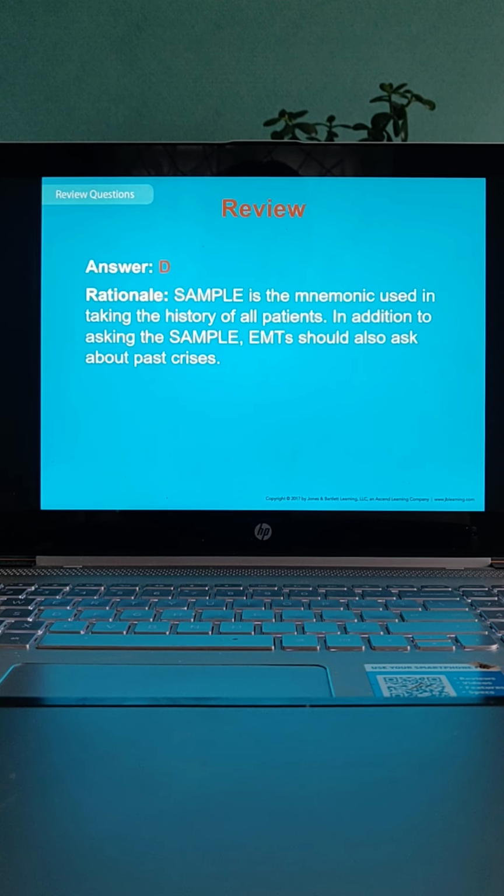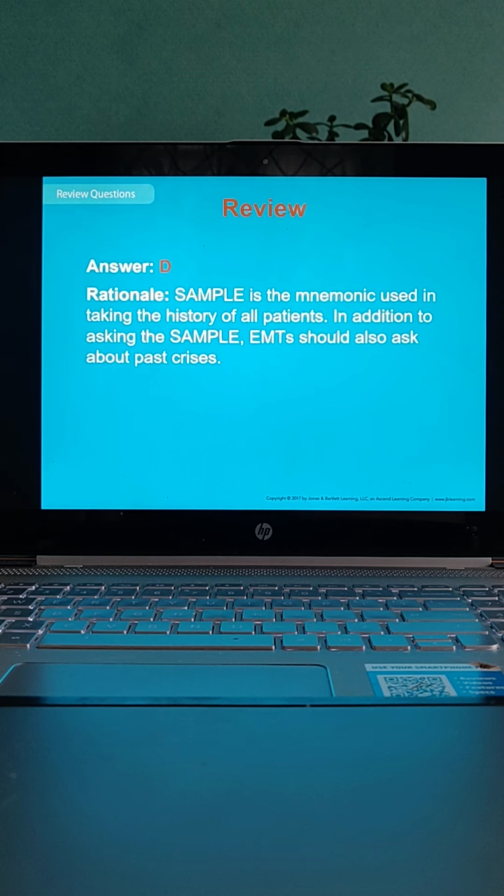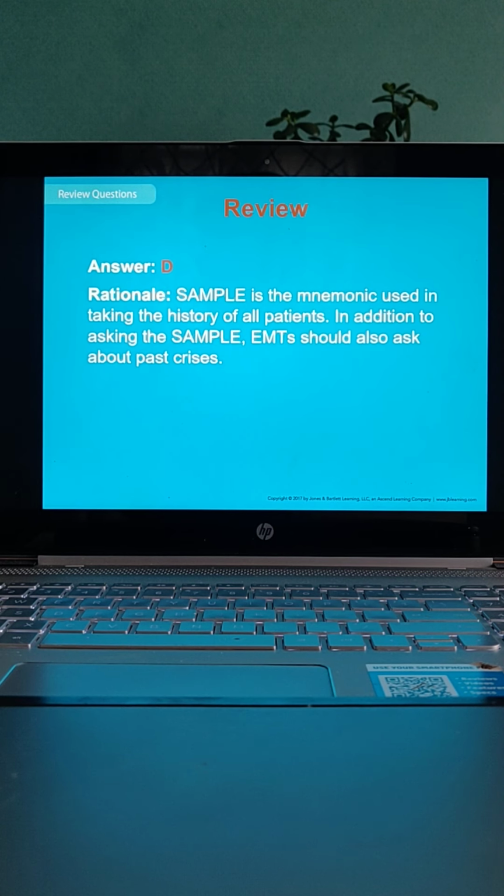All of the above. SAMPLE is a mnemonic used to take history of all patients. In addition to asking the SAMPLE, the EMT should also ask about past crises, such as past medical history. You have chest pain? Oh, you had a heart attack 3 years ago? Anything else? Oh, you had a heart attack before that, a year before that? Anything else? Oh, you had open heart surgery 3 months ago. Okay.